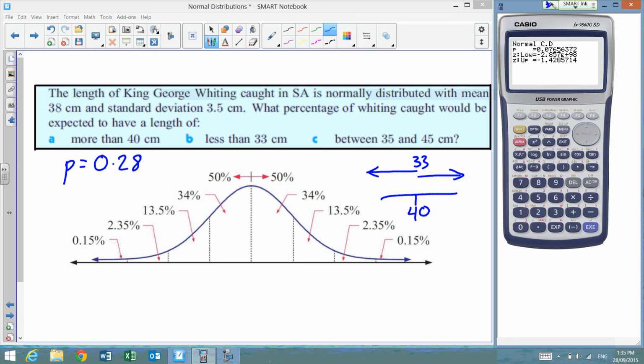Between 35 and 45, well, my lower limit is 35, my upper limit is 45, standard deviation and mean are the same. Calculates, I've got a 78.2% chance of catching a fish between 35 and 45 centimeters.